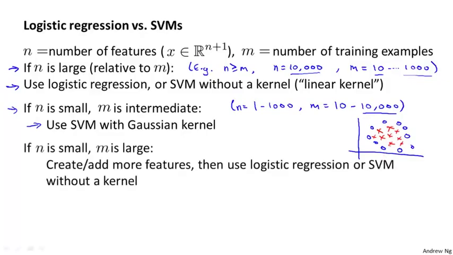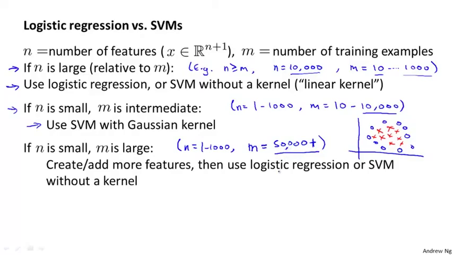One third setting that's of interest is if n is small, but m is large. So if n is, again, maybe 1 to 1,000, could be larger, but if m was maybe 50,000 and greater to millions, right? So 50,000, 100,000, a million, 2 million, you can have very, very large training set sizes, right? So if this is the case, then an SVM with a Gaussian kernel will be somewhat slow to run. Today's SVM packages, if you're using a Gaussian kernel, tend to struggle a bit.